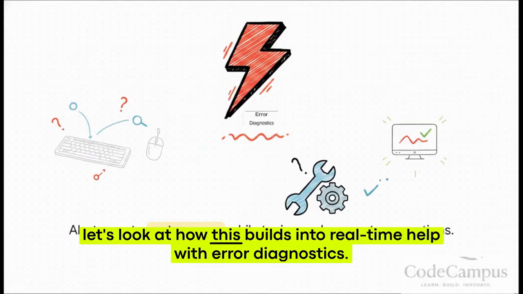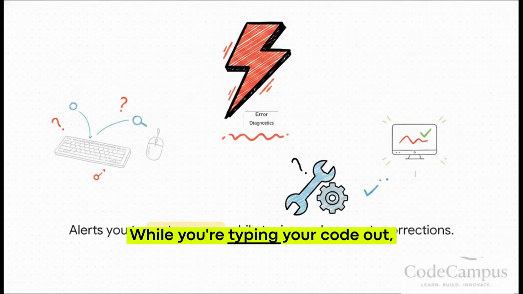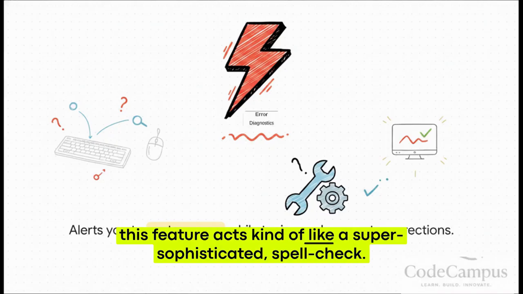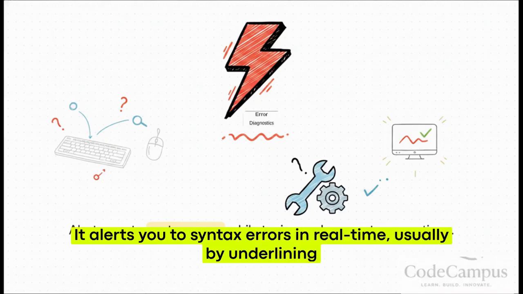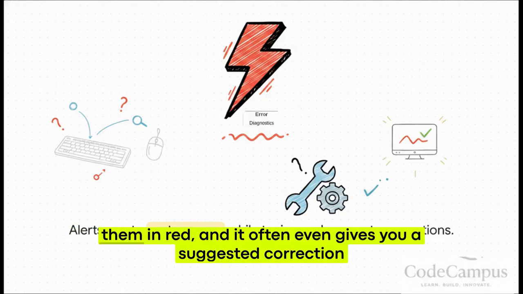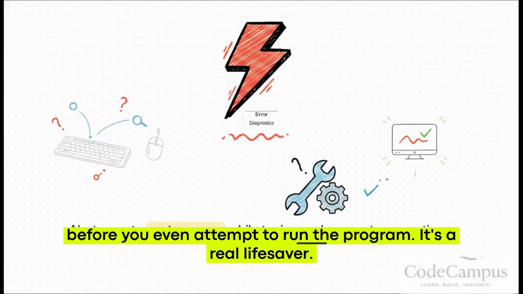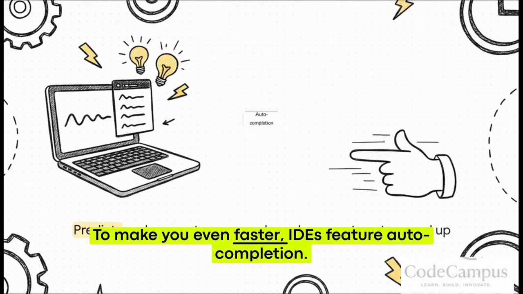Now, let's look at how this builds into real-time help with error diagnostics. While you're typing your code out, this feature acts kind of like a super sophisticated spell check. It alerts you to syntax errors in real time, usually by underlining them in red, and it often even gives you a suggested correction before you even attempt to run the program. It's a real lifesaver.